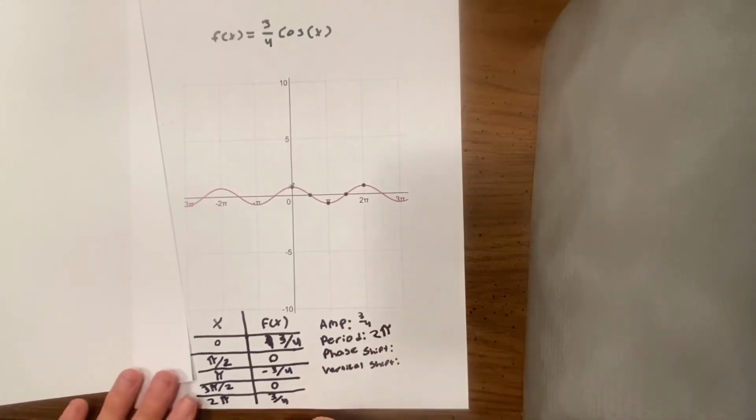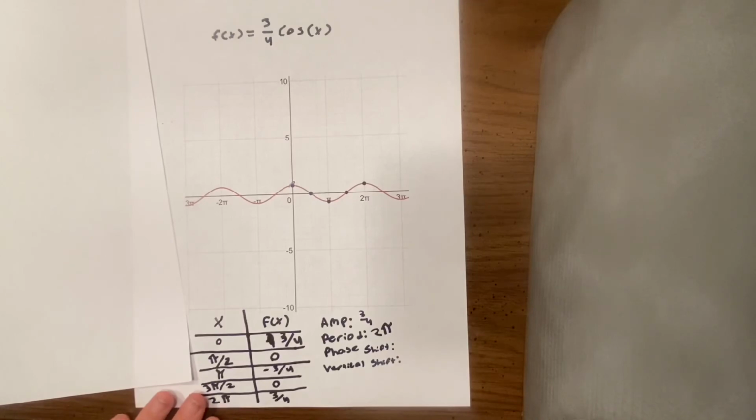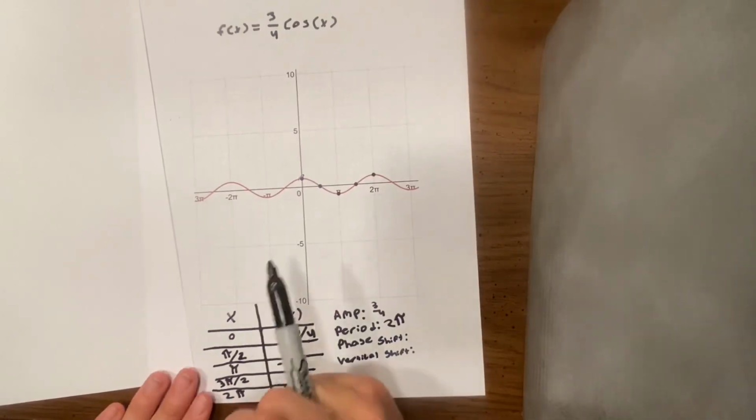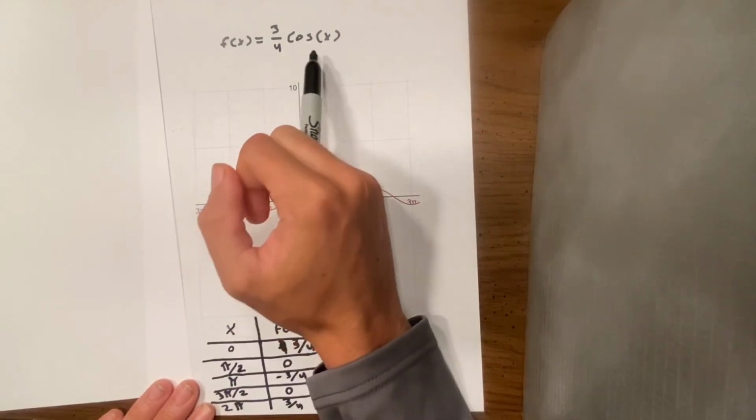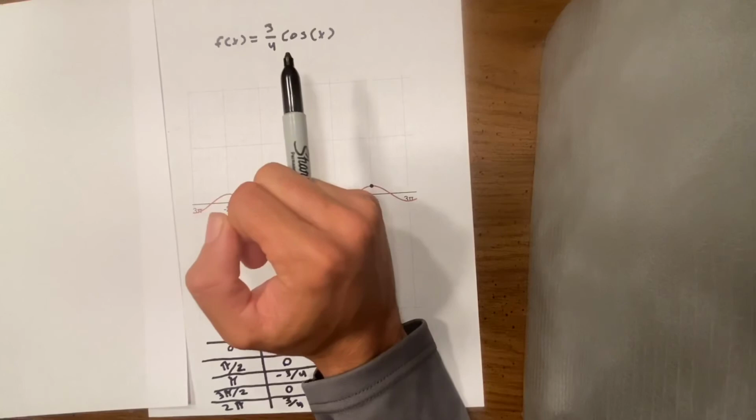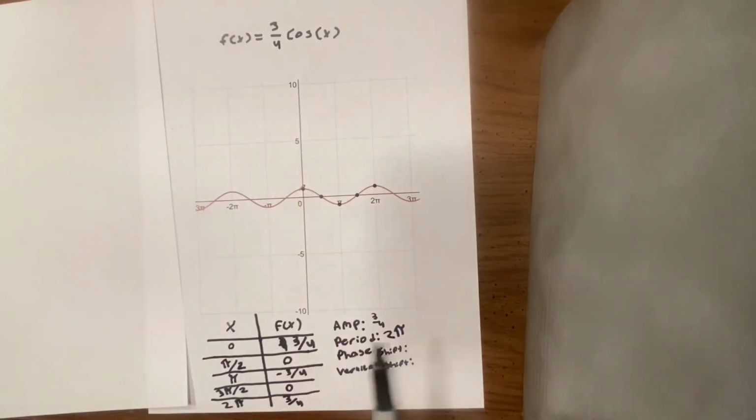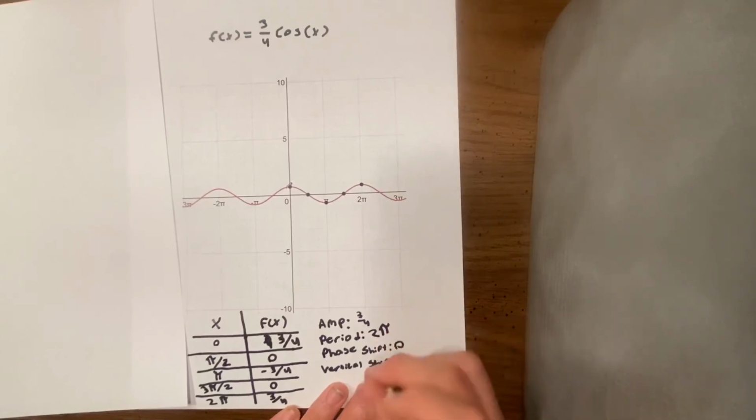Now the next two will be our phase shift and our vertical shift. We'll start with the phase shift. The phase shift is how much the graph moves left or right. We can see that it starts at 0, and also we can see that there is no inside left or right movement of cosine of x. So we can already see that the answer to the phase shift is 0.